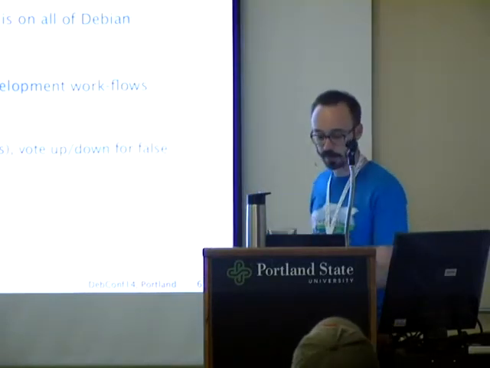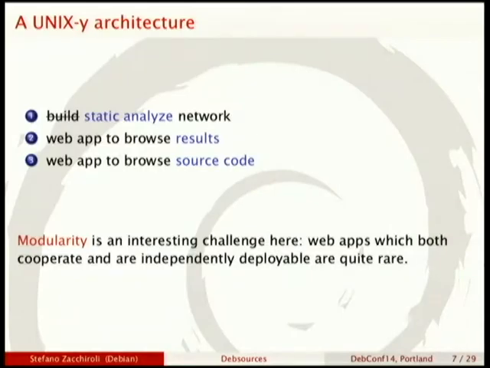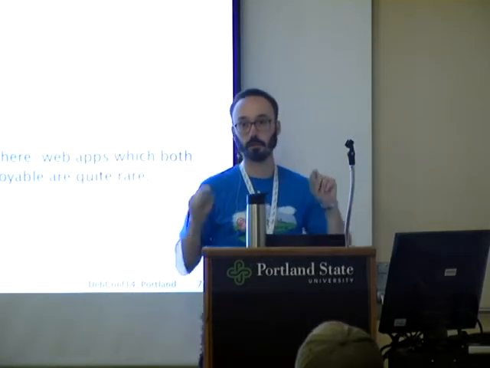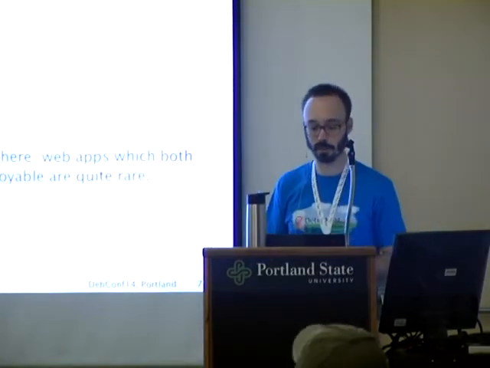So this was our initial motivation. To do that, we did not want to implement a single thing that would do all of this, but rather have some sort of Unix-like architecture with small parts that each do a single thing and do it well. So what we wanted to have is a rebuild or static analysis network that will keep up with Debian uploads, a web app to browse the results, and a web app to browse specific source code, pointing to the lines which are affected by the issues.